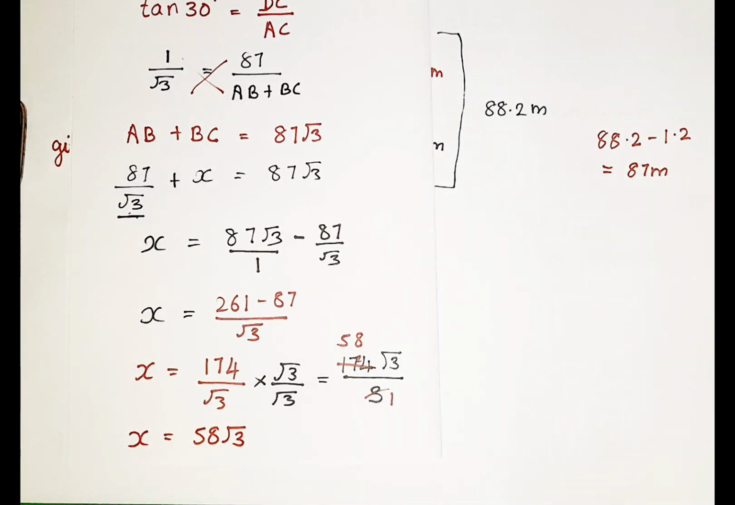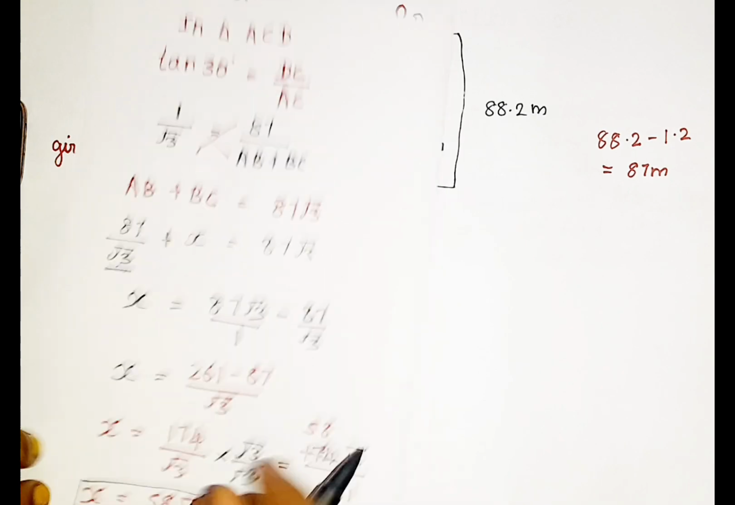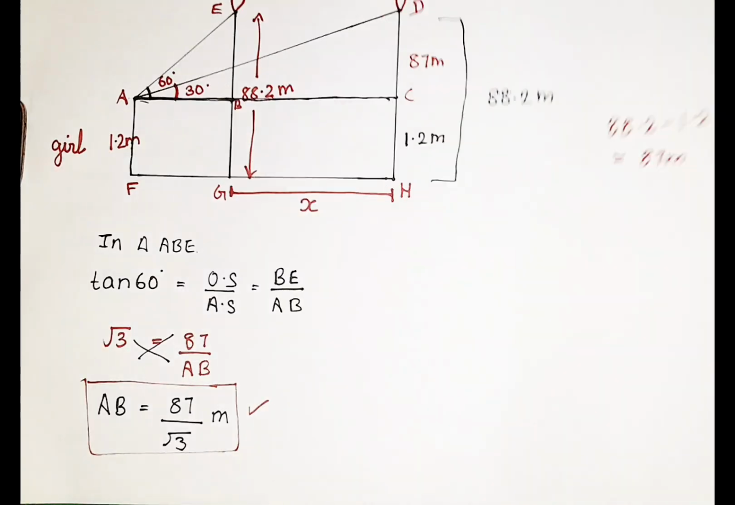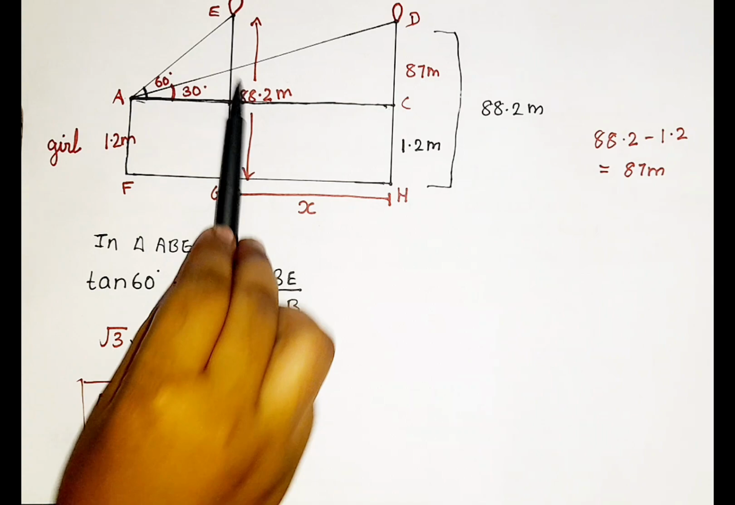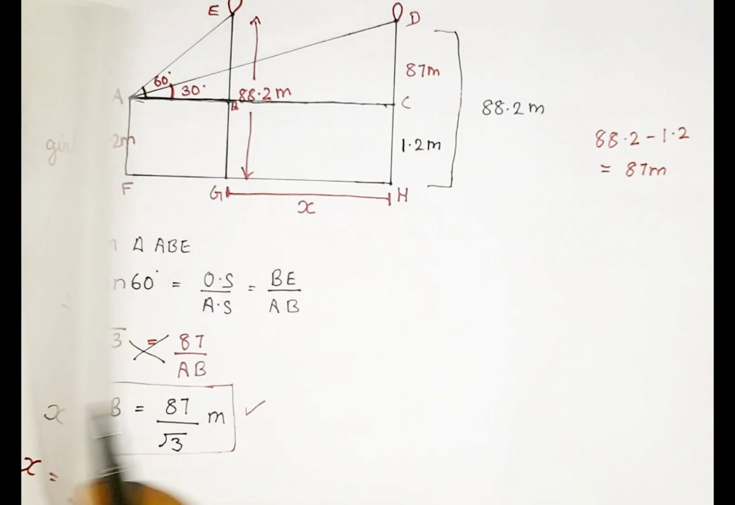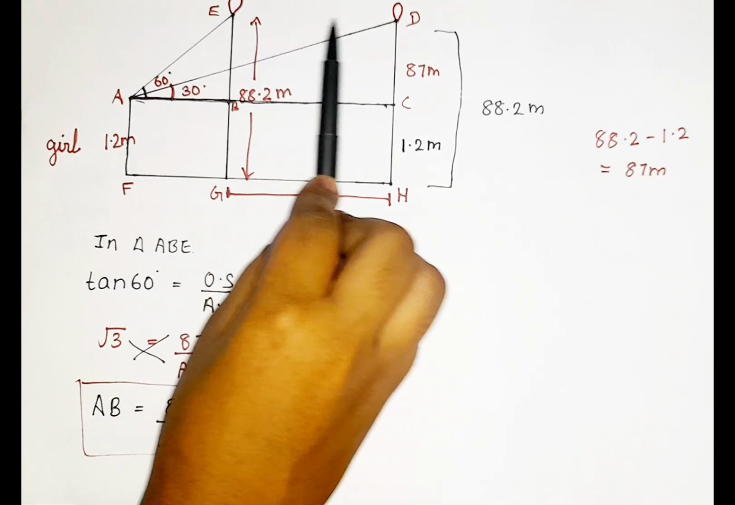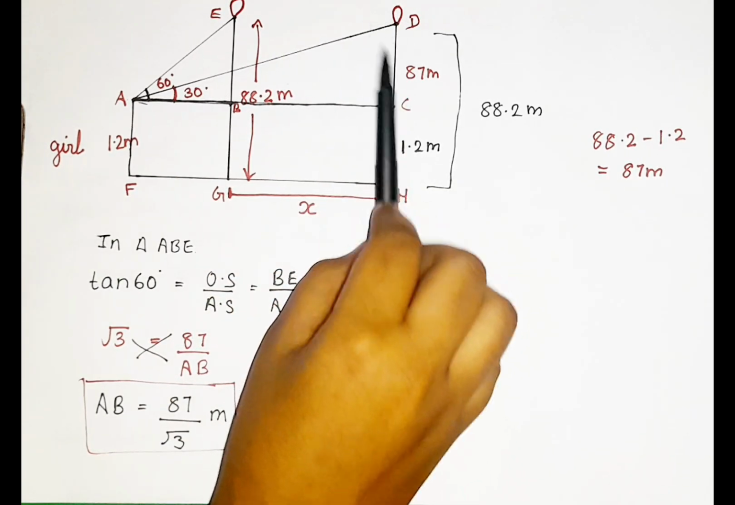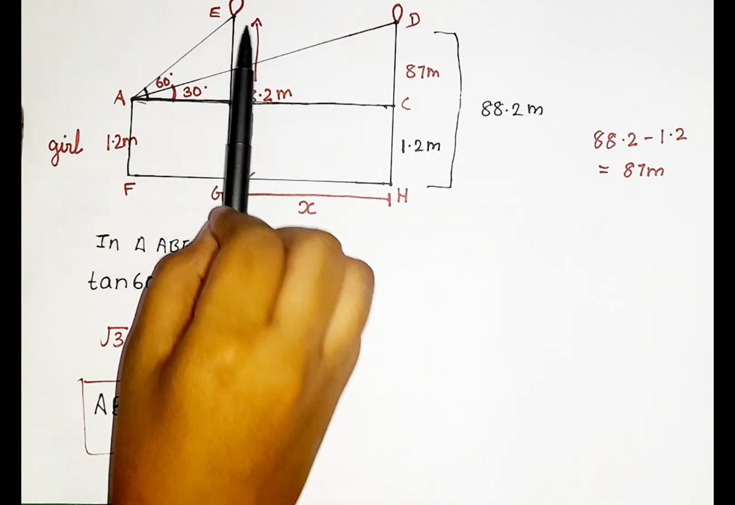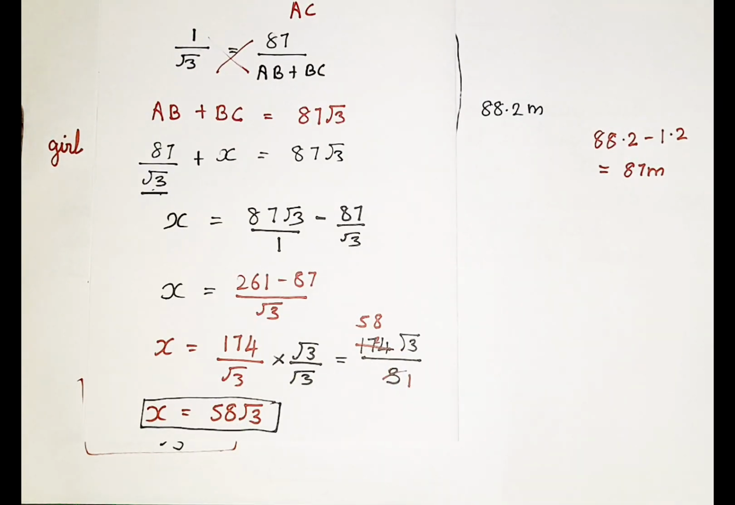So the distance between those two balloons, I'll just show that. According to the question, we are supposed to find the distance traveled by the balloons. So the distance traveled by these two balloons is 58 root 3. Don't get confused that we have two balloons. No guys, actually we had only one balloon. After some time the balloon will reach here, isn't it? Since it reaches here, we want the distance between them. That is why I took it as X and finally I got the X value, that is 58 root 3.